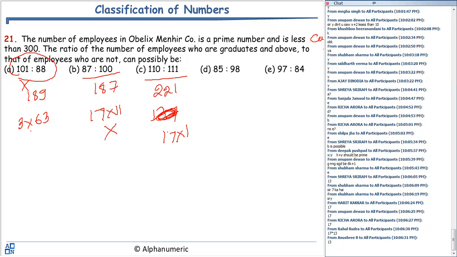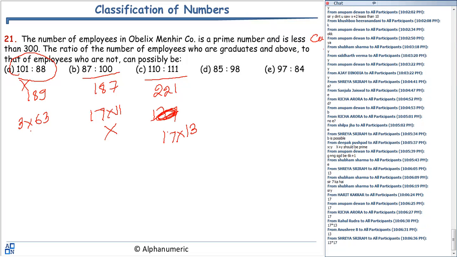17 into 13, I think. Yes, 17 into 13. 85 plus 98 is again 183. 183 is a multiple of 3 itself. 3 into 61. So definitely the answer is option E. So the correct answer is option E.